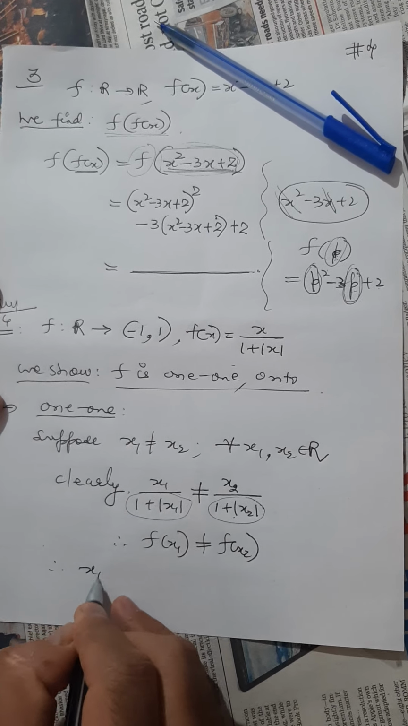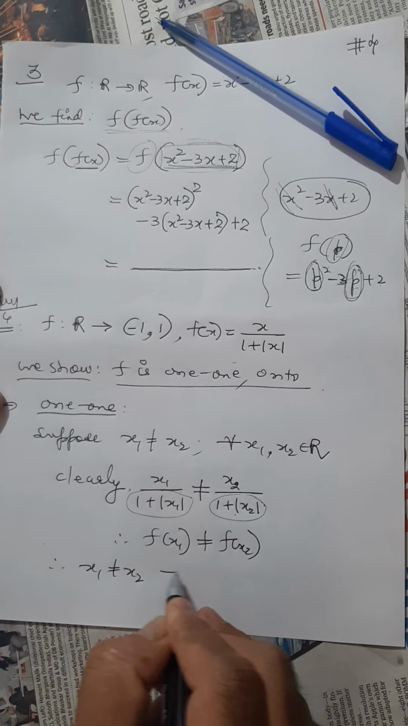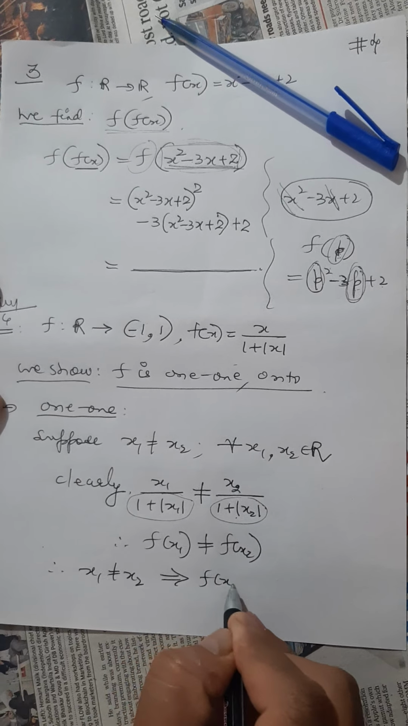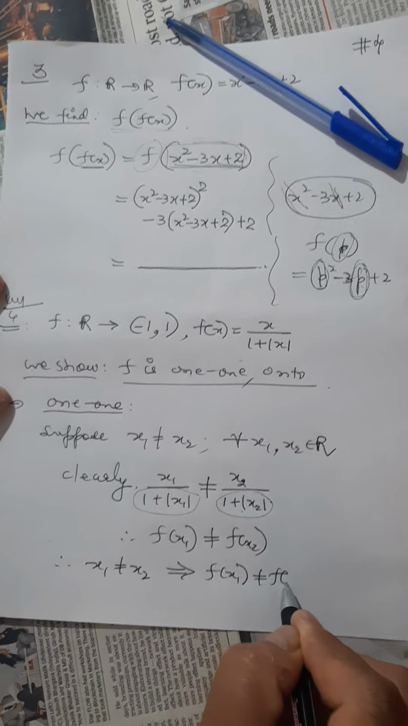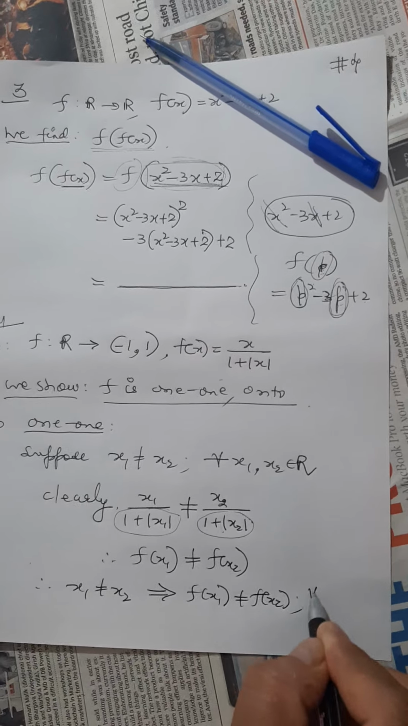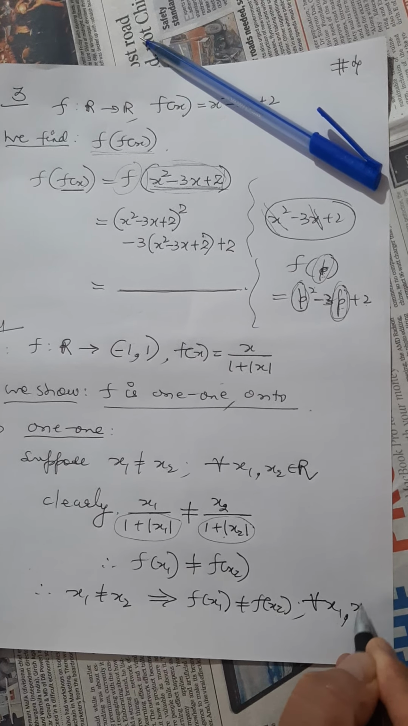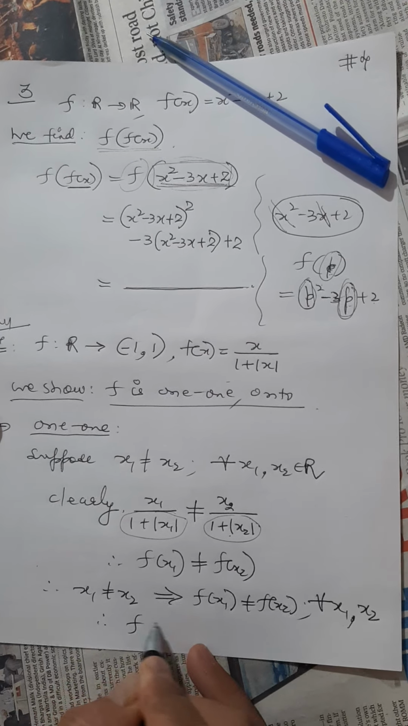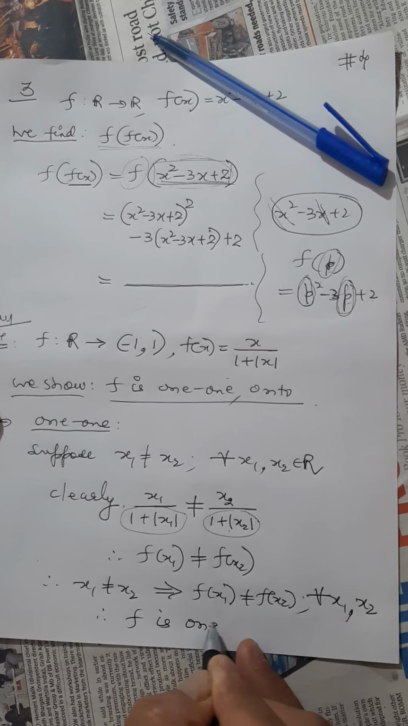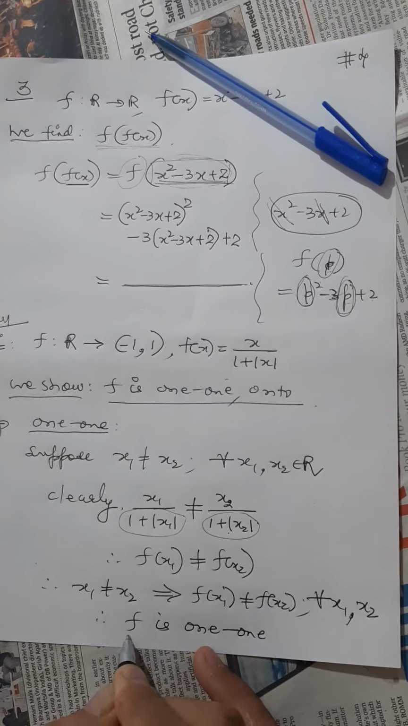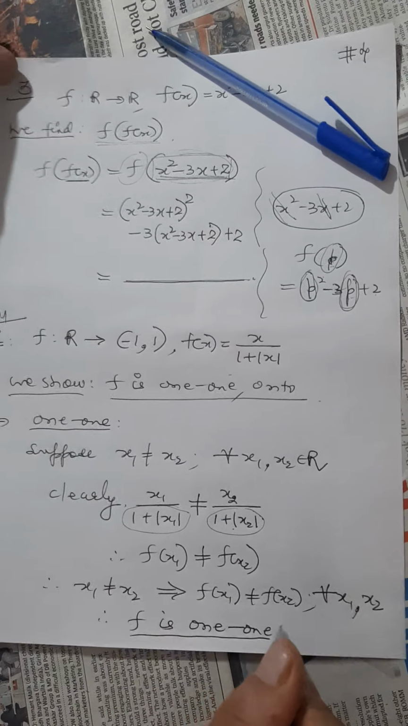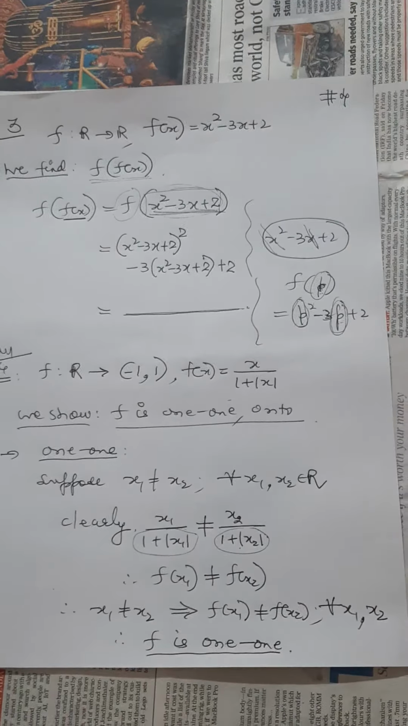So what you have shown is, whenever elements are different, their images are different, for every x1, x2, and therefore your conclusion is f is a one-one function. This is your conclusion. f is a one-one function. This is the one-one part.